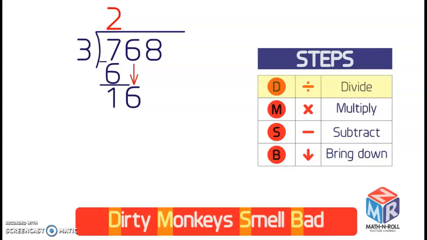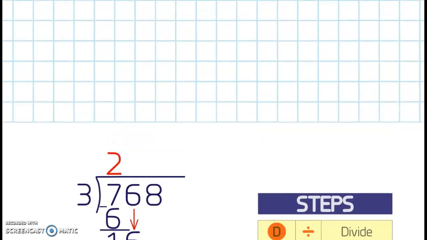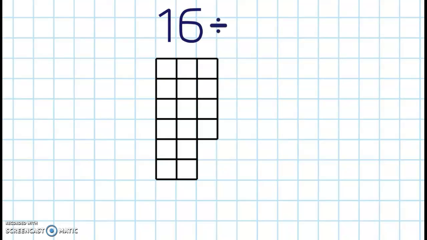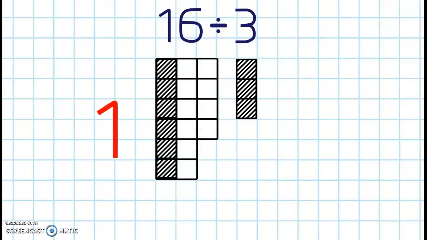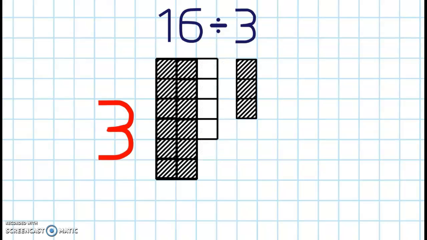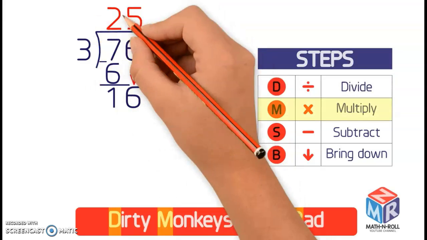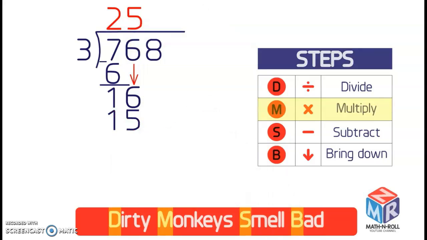Now ask how many times 3 goes into 16. That is, what's 16 divided by 3? The answer is 5, with the remainder. So write 5 above the 6 and multiply 3 by 5 to get 15. Write the product under 16. Subtract 15 from 16 to get 1.